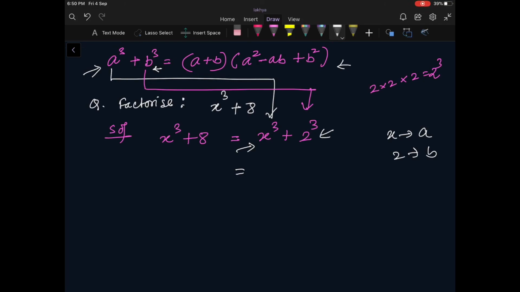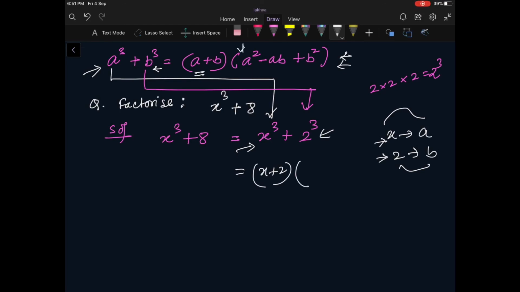So now, if you consider x as a and 2 as b, then according to this identity we should have a plus b. So what is a here? x, and b is 2. So we should get x plus 2.